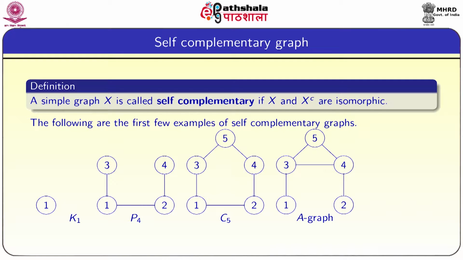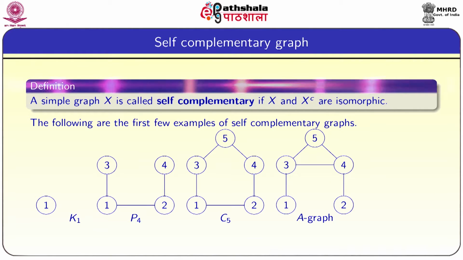Now, we are going to define a concept called a self-complementary graph. A simple graph X is called self-complementary if X and X complement are isomorphic. If X is isomorphic to X complement, then we say that X is a self-complementary graph. The following are the first few examples of self-complementary graphs. K1 is isomorphic to itself and its complement is also the same, so they are isomorphic. Path graph P4: if you look at its complement, that is also going to be P4.